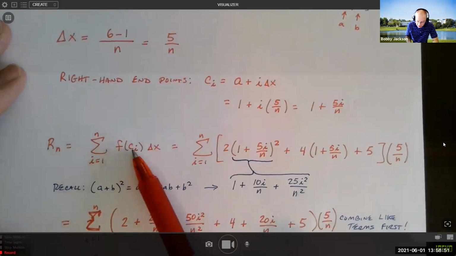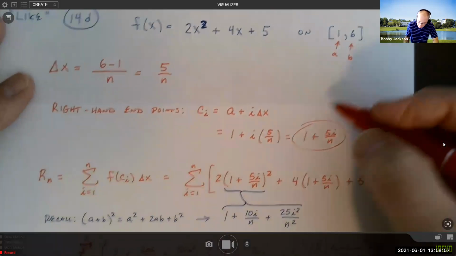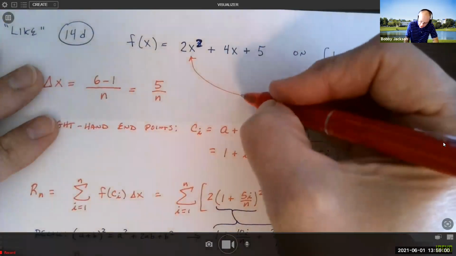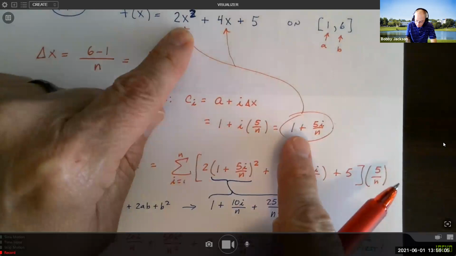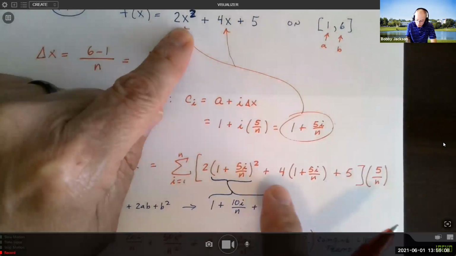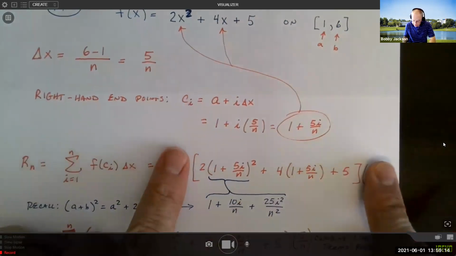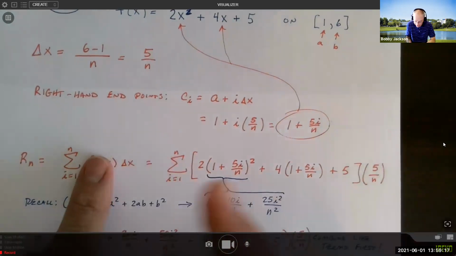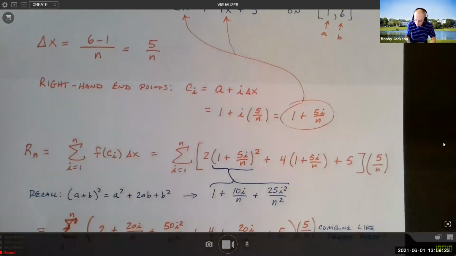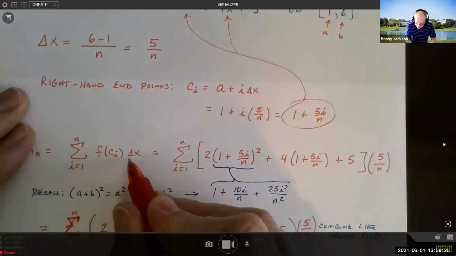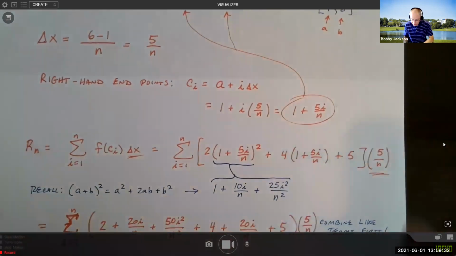So I'm going to plug in ci, and here's ci, 1 plus 5i over n. I'm going to plug that in for x here and here, right, to evaluate that function. So I've got 2 times x, which is 1 plus 5i over n squared, plus 4x plus 5. So there's the f of ci in the brackets here. And then don't forget, I actually did this problem and I forgot my 5 over n until I got down to here and I realized it. Don't forget that delta x. Okay, so now what we have to do is some simplification.